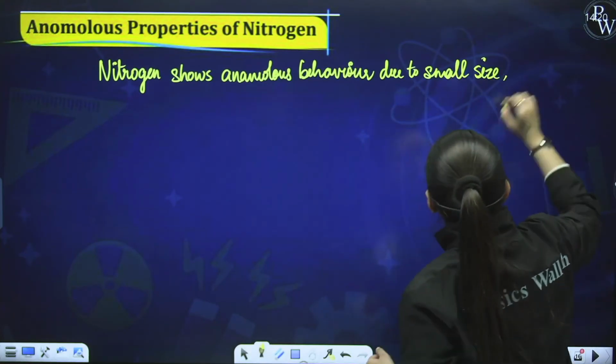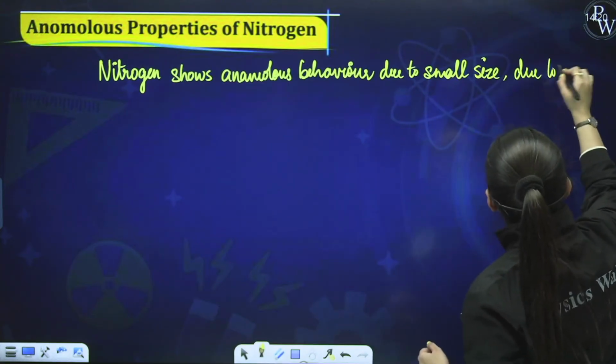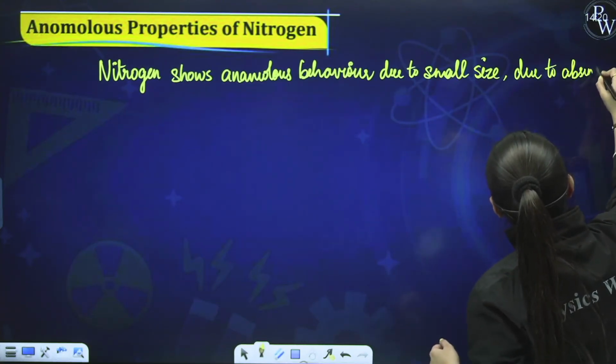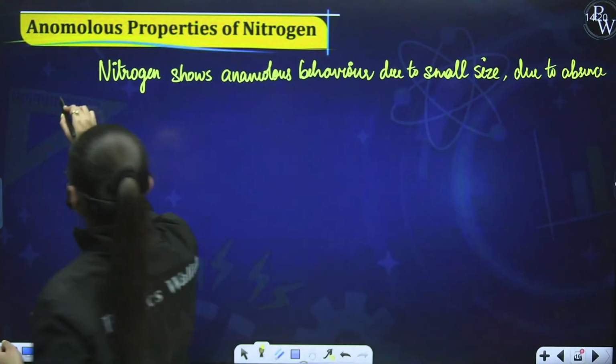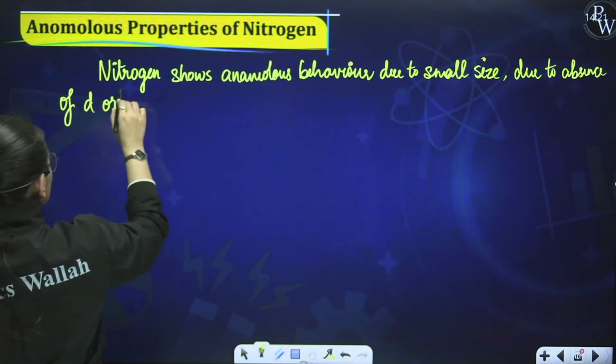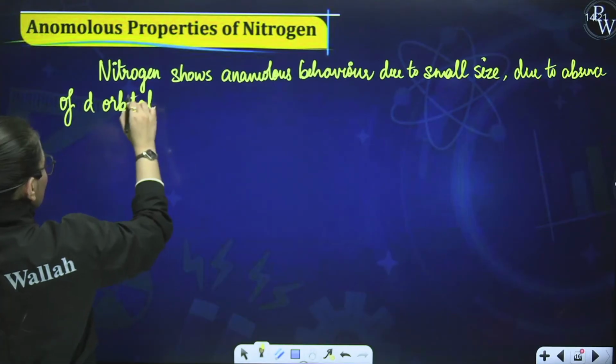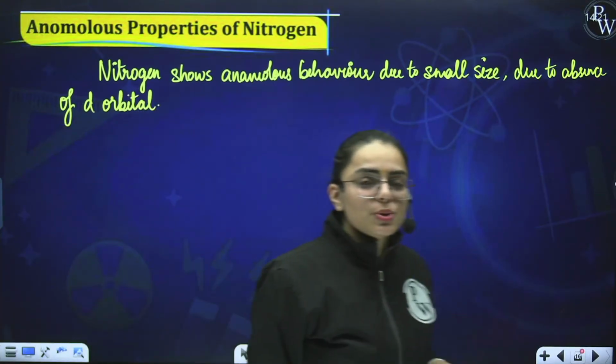Why? Because it has small size, due to absence of d orbitals. Also, it does not have any d orbital with it, right? These are the major reasons which I have told you.